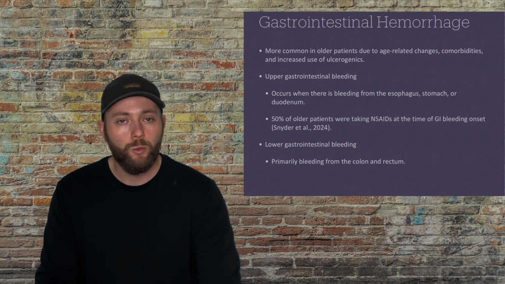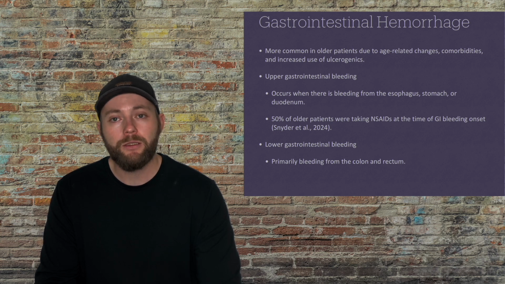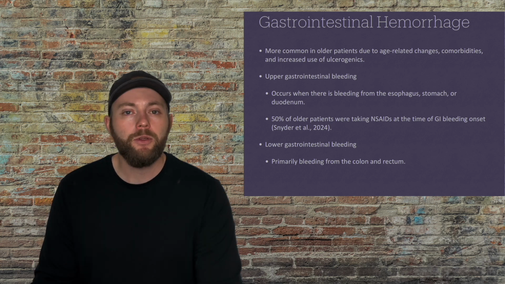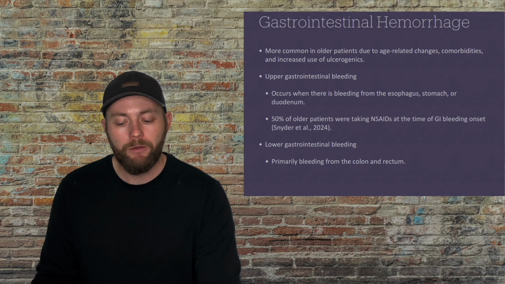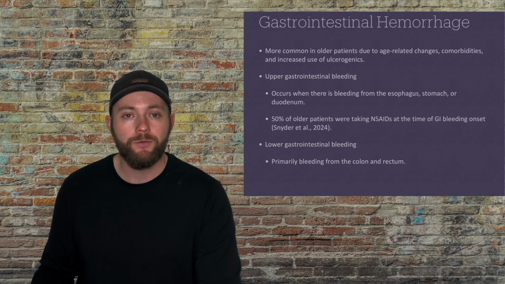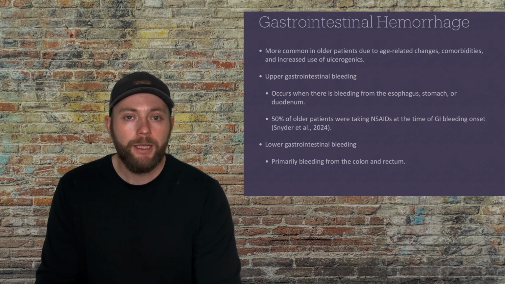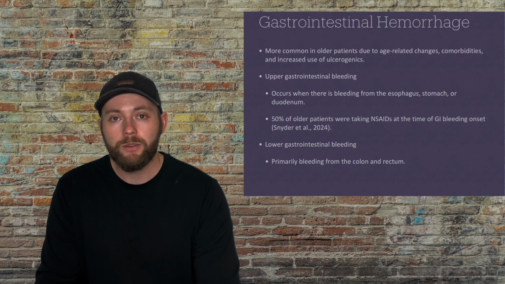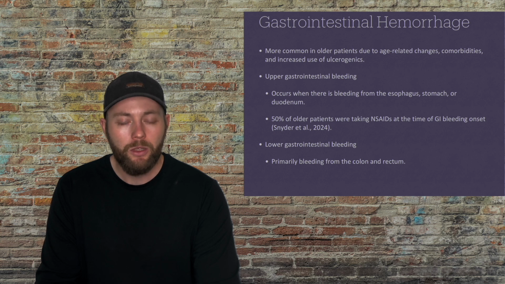Other diseases and comorbidities that impact the digestive system are more likely, and older patients are more likely to be taking ulcerogenics such as NSAIDs. Upper gastrointestinal bleeding occurs when there's bleeding from the esophagus, stomach, or duodenum. 50% of older patients were taking an NSAID at the time of GI symptom presentation. 90% of upper GI bleeds are caused by peptic ulcer disease. And the first symptoms of an upper GI bleed are often lightheadedness, postural hypotension, or syncope. Hematemesis or melena can be noted.